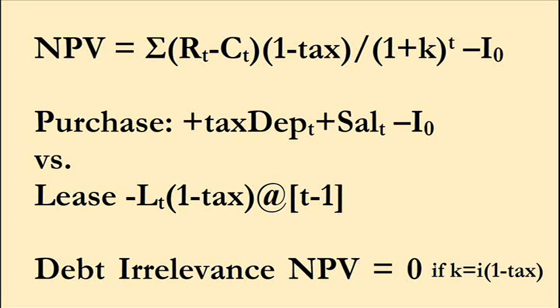The purchase gets a savings on the depreciation, which is deductible. You might have salvage value at time T, and you have to subtract that initial outlay. The lease is quite different. First, notice there's never any depreciation with a lease. The lease is a negative cash flow, and it's after tax deductible.